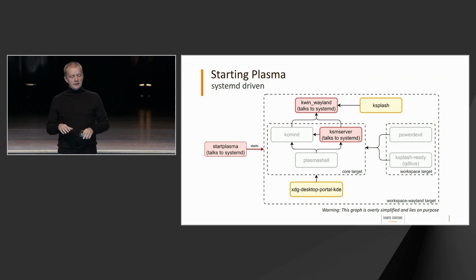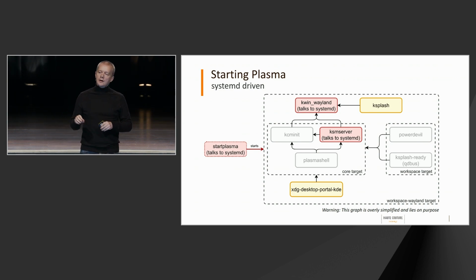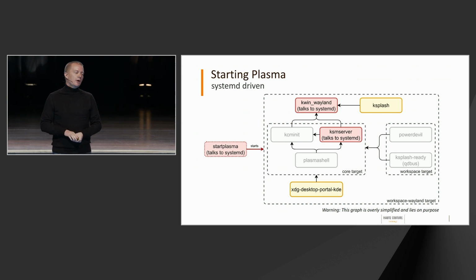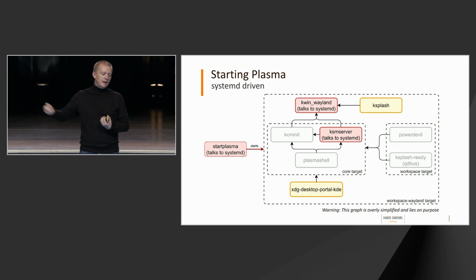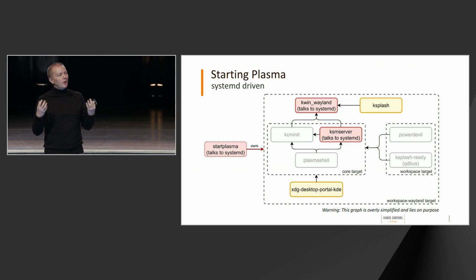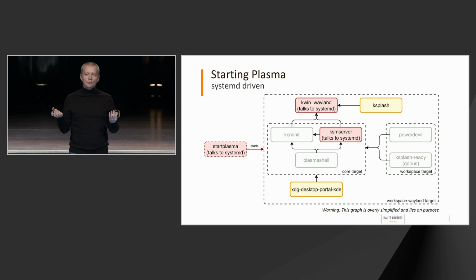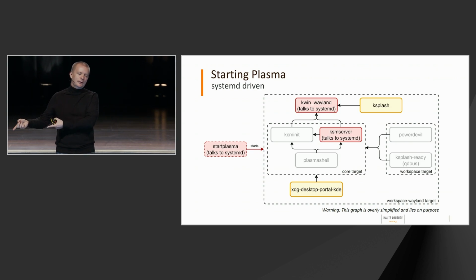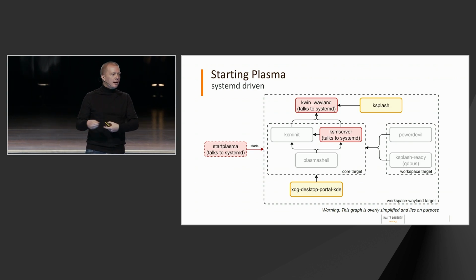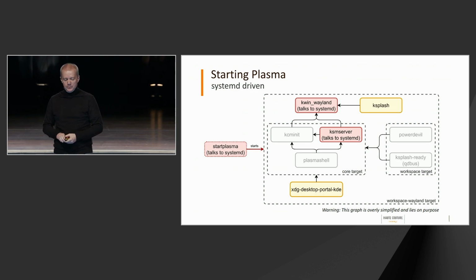But KWin Wayland and KSMServer, they are doing other things. They are not asking for more targets or anything, but they manipulate the activation environment which will be used by all the applications which are started by systemd after that. It's important, for instance, for KWin Wayland because, as the name implies, you get a Wayland compositor, and your applications need to know where is the socket to talk to Wayland, right? So it needs to pass that somehow, and it does that through the activation environment.